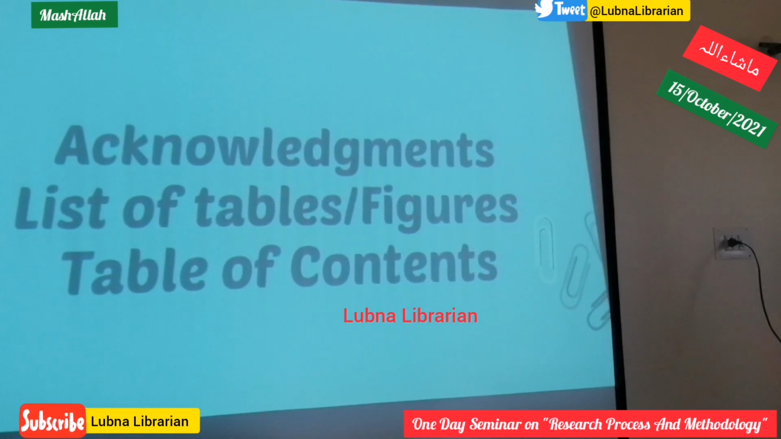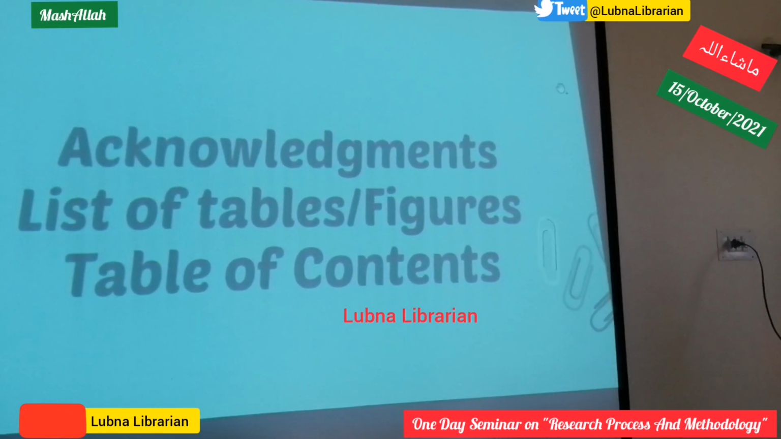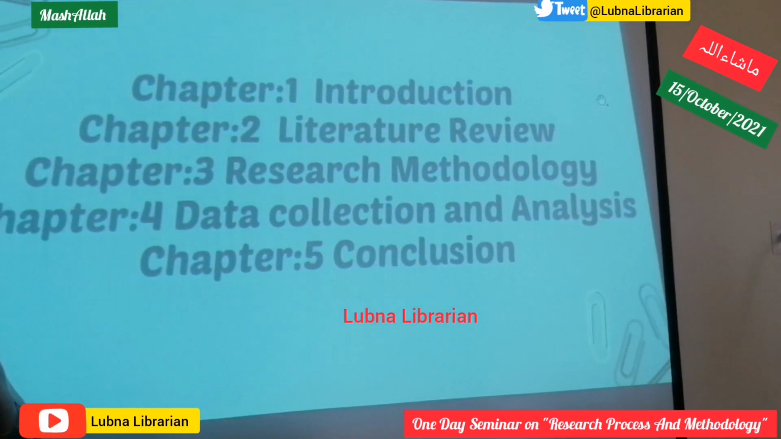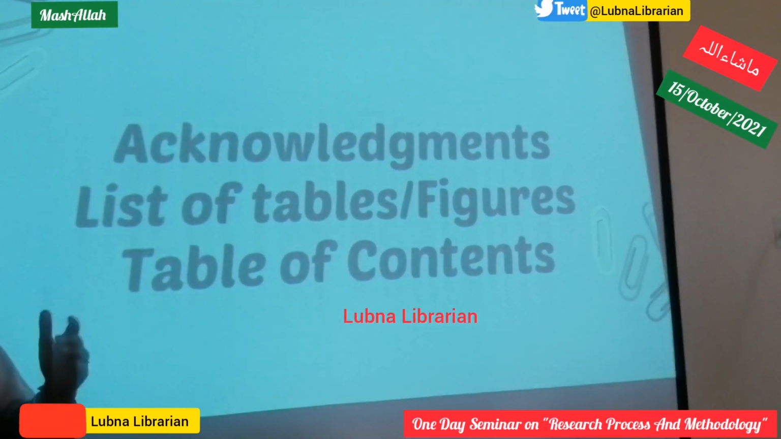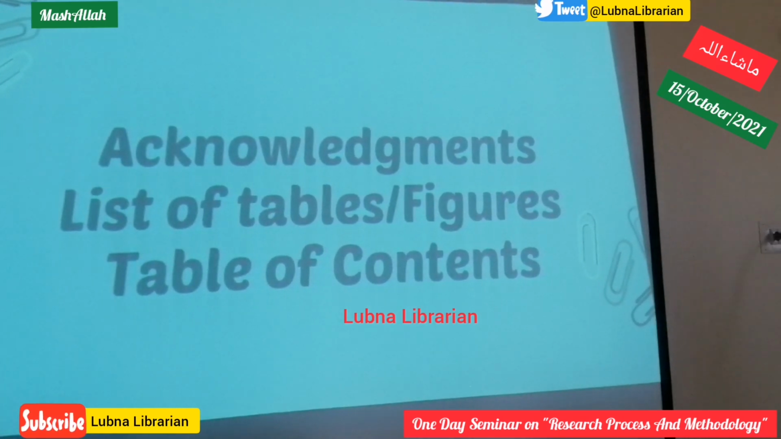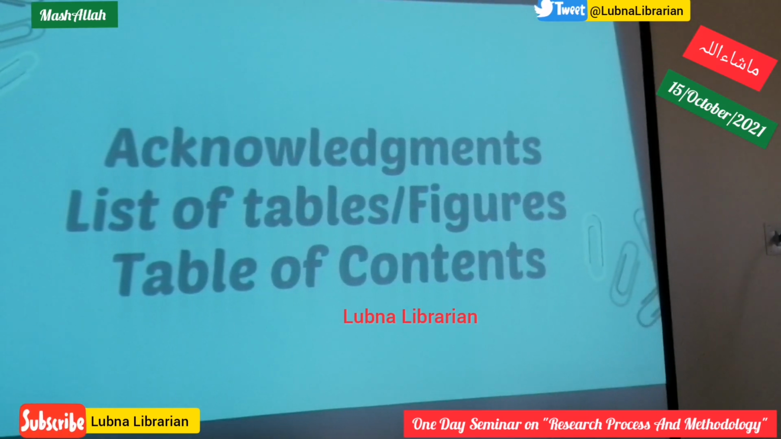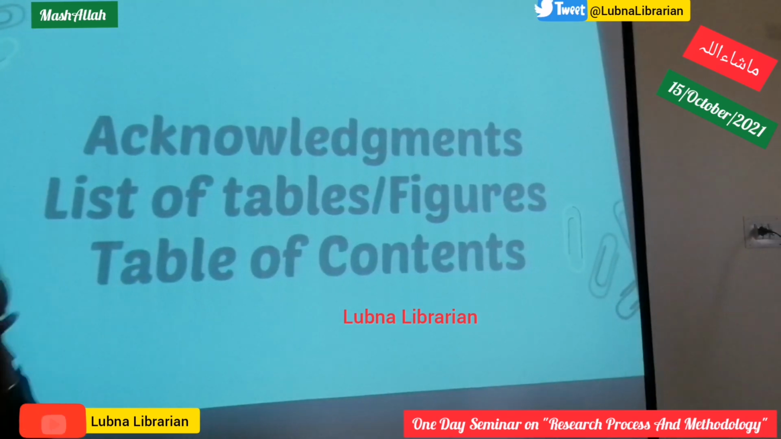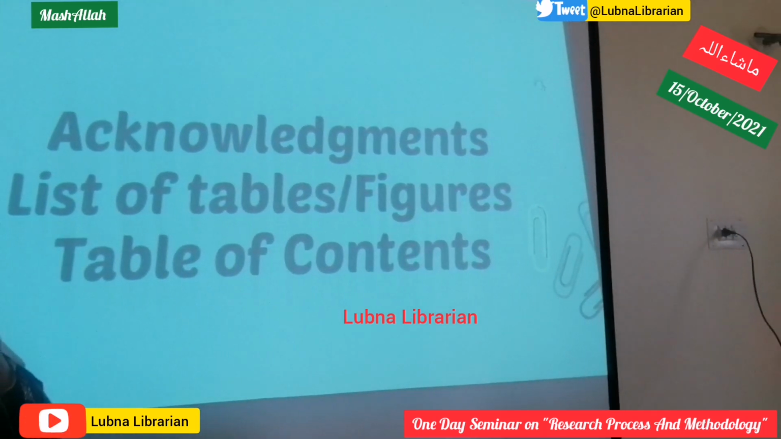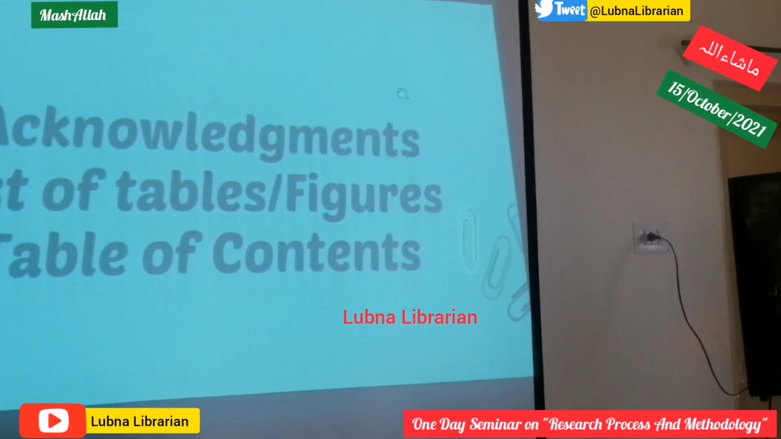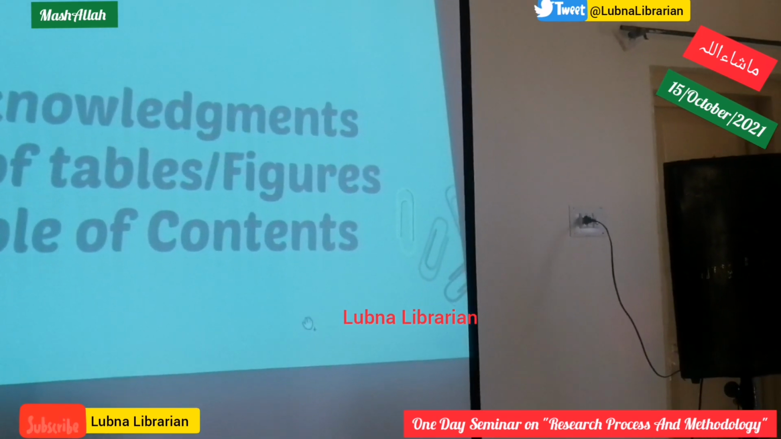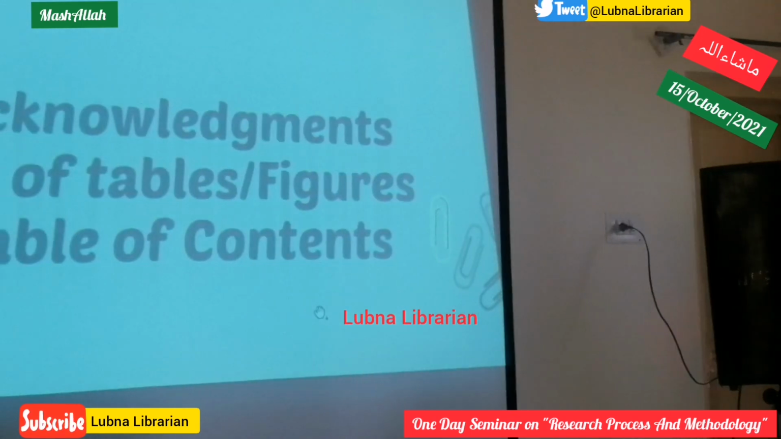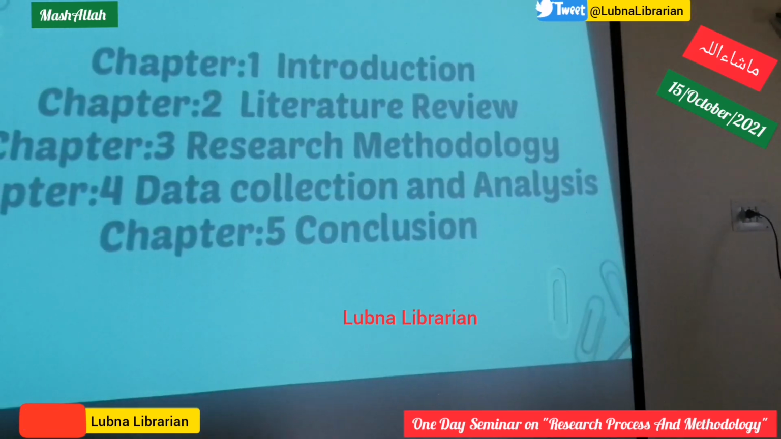So next important area is list of tables and figures. If tables and figures are part of your research, then you can add them over there, it's an optional one, right? And the last part is table of contents, right? So these are the preliminary pages, and we usually keep this in mind that we format them in Roman numbering, right? So it should look like prelims, right?